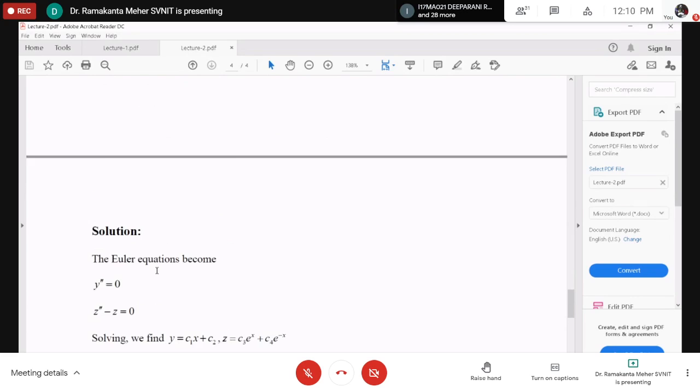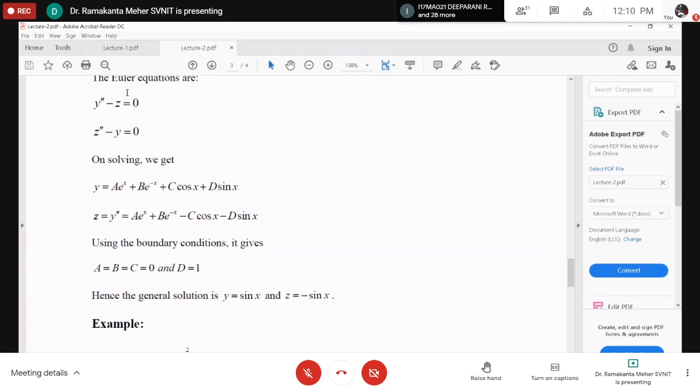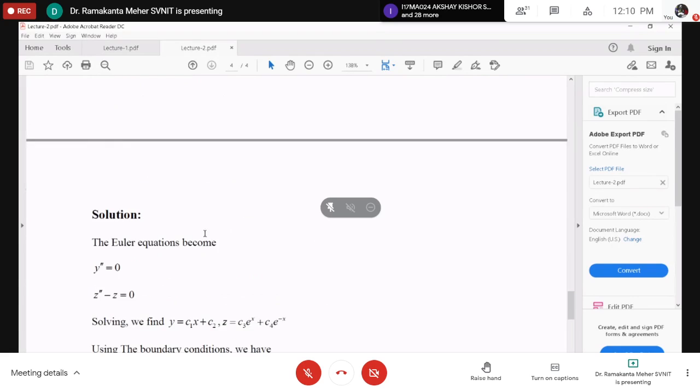In the previous case, you can see these Euler equations are dependent upon each other. That means one can be substituted in the other equation to find the solution of the Euler equation. But here, your Euler equations may be quite independent. That means the first Euler equation doesn't depend upon the second Euler equation.